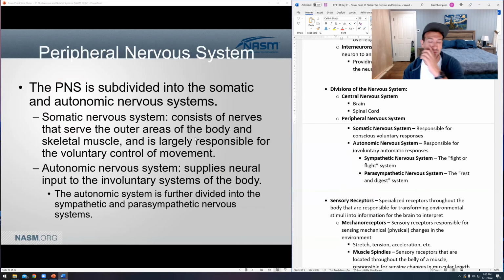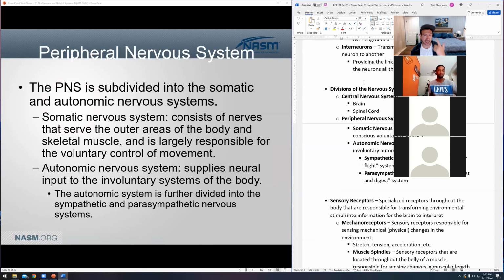So we're going to go ahead and divide that peripheral system into two sections. There's the stuff that you can control, and there's the stuff that you can't control. Like your heart rate right now is being controlled by your nervous system, but you don't have any control over it. And I know you might be thinking, well, I could breathe calmly and think happy thoughts, and that slows my heart rate down, so yes, I do have control over my heart rate. No, you don't.